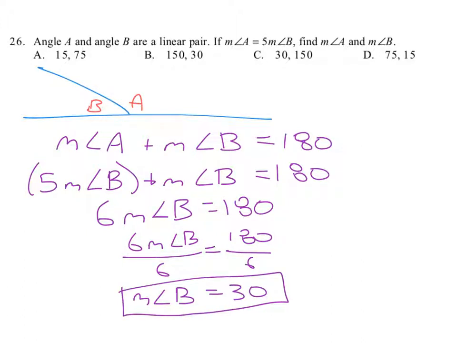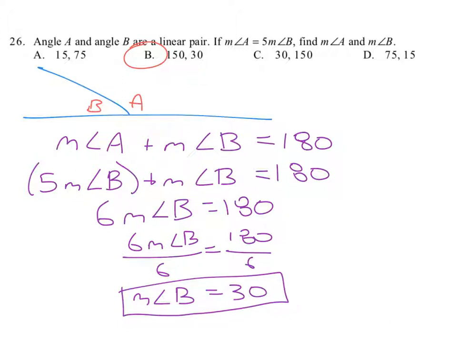We know that the measure of angle B is 30. Okay, so here they're saying up top, find the measure of angle A and the measure of angle B. The measure of angle A should be listed first, so the second number should be this number 30. Which one is that? Well, right away we can see that that's B. Okay, but let's just check it.